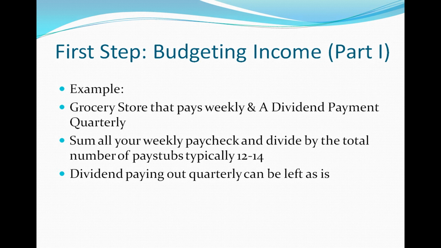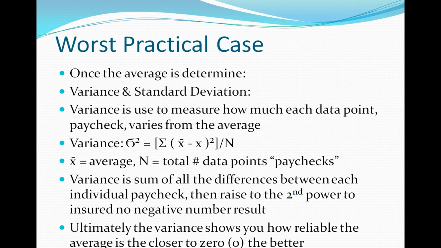Okay. Now moving on to the next step, we need to figure out what your worst practical case is. When I say worst practical case, all I really want you to understand is this is the worst case that you can plan for. The worst case would be if your income went to zero. If your income went to zero, then we're going to have a plan set up about that, but that's going to be risk management. What I want you to do here is find your worst practical case income.